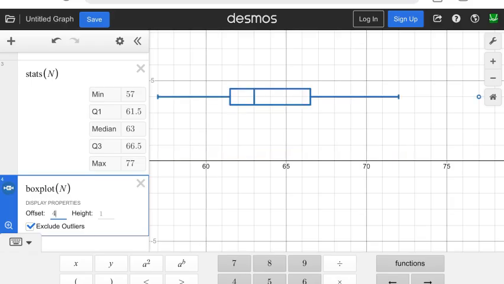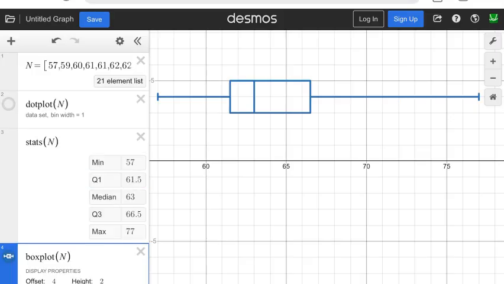We can make the offset. So let's say I want to compare two box plots. I can offset it by 4 and that moves it up. I can change the height. Let's say I want to be able to see that box a little bit better. I'm going to put it as 2. Just some options. So let's turn that exclude outliers off.